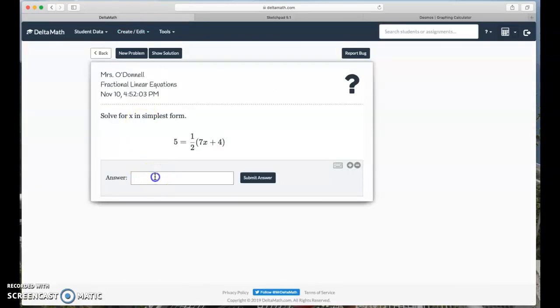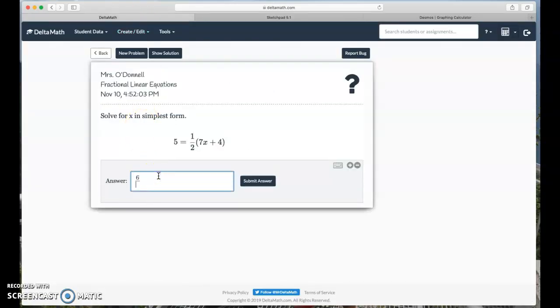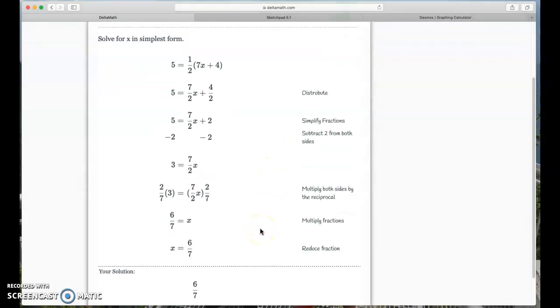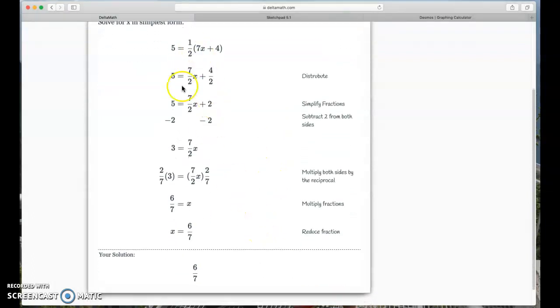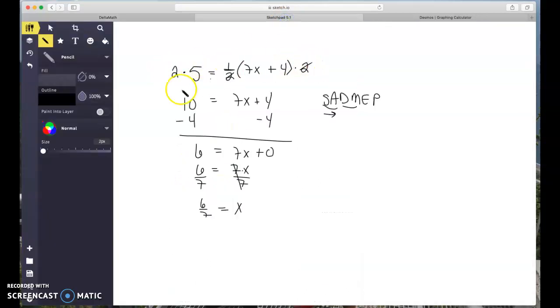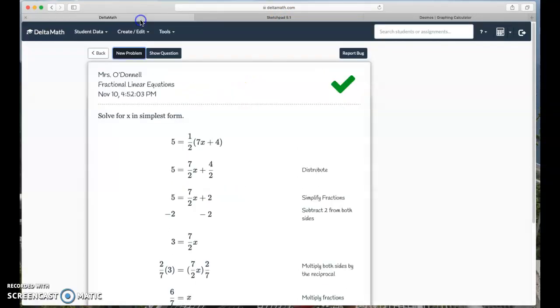Delta Math does not want it as a decimal. They want it as a fraction in lowest form. And there you have it. Delta Math walks you through the whole big long process. It looks like they did the distributing process, which is fine. You could certainly distribute. I just thought it looks much easier to just multiply out by 2 to get rid of that fraction right off the bat.